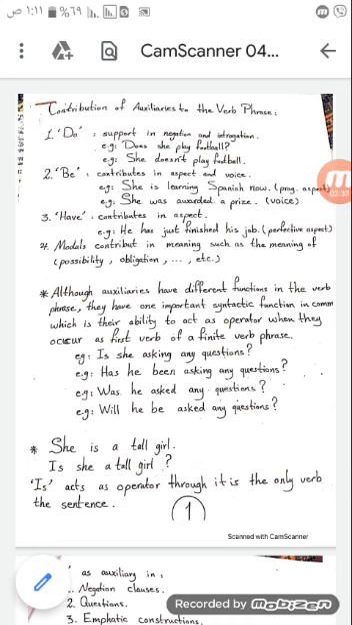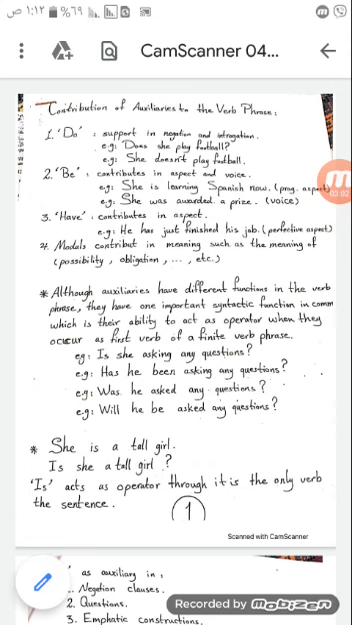Third, have contributes in aspect. Example, he has just finished his job. This is the perfective aspect. As you know, the perfective aspect refers to what relates the past with the present by using has, have plus past participle. Fourth, modals contribute in meaning, such as the meaning of possibility, obligation, necessity, etc.